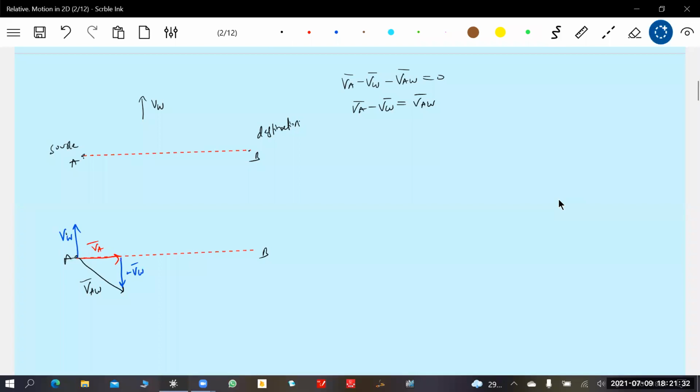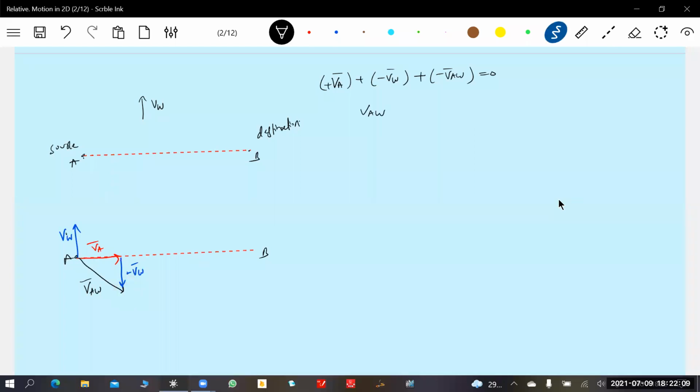Okay, I'll put it in a very systematic order. Some of you are getting confused. Plus VA bar plus minus VW bar. Then I'm moving for VAW bar. This sign has come because VW bar is like this, so minus VW bar should be opposite here. I'm adding VA bar to minus VW bar. I'm taking the vector addition. So this is how I write it.